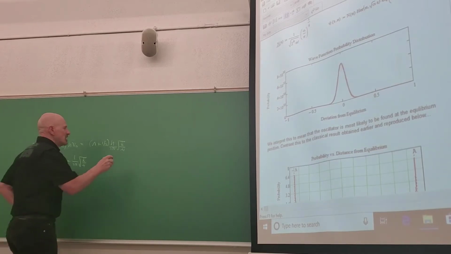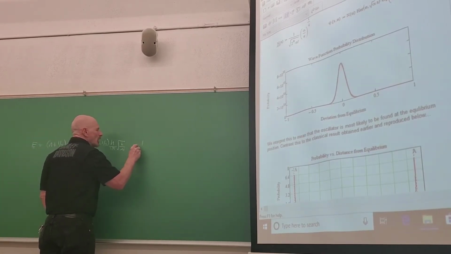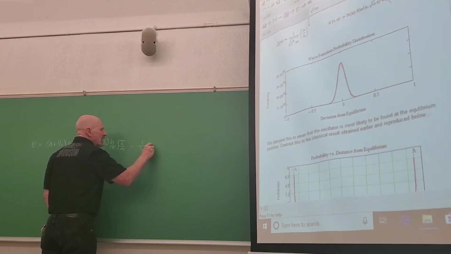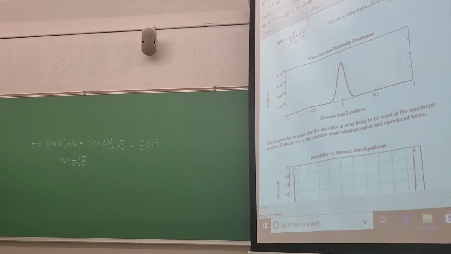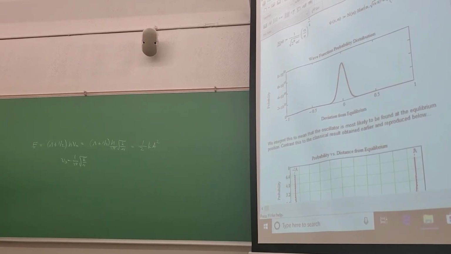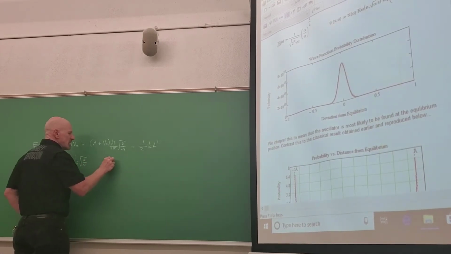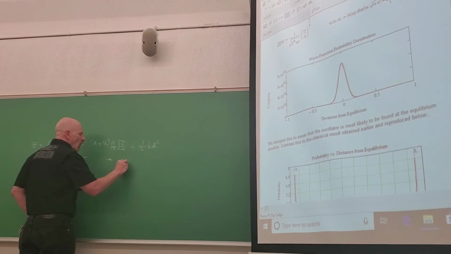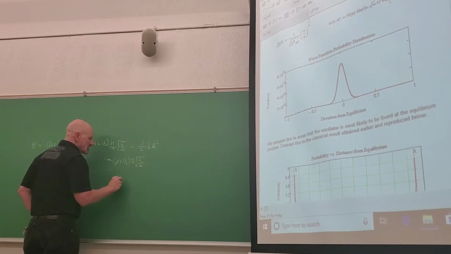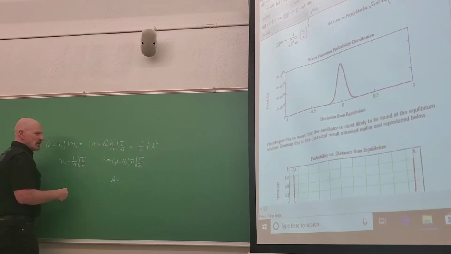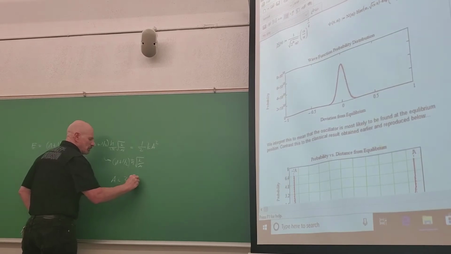So classically, this becomes 1/2 k the amplitude squared. There's no kinetic energy, it's all potential energy, it's stretched to its maximum ability. It is now momentarily at rest. So that is its amplitude. So this then becomes n plus 1/2 h bar root k over mu. So the amplitude, if we use this, becomes 2n plus 1.